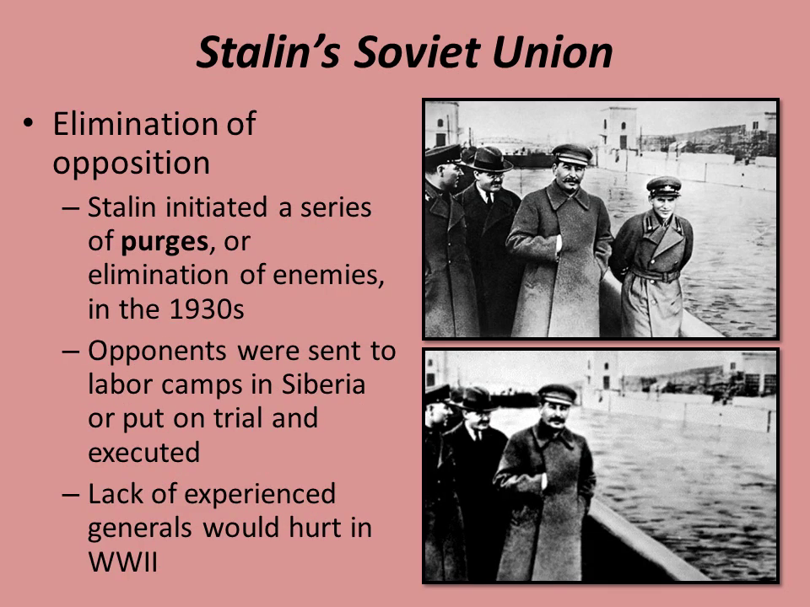Elimination of opposition is something that Stalin is very well known for, better or worse. In the 1930s, he sort of saw enemies everywhere and began to initiate what he called purges, or eliminating his enemies. That could be generals who he thought weren't loyal enough to him. It could be government officials who had spoken out against him. Opponents would be put on trial and executed. They were almost always found guilty, or they might be sent to the gulags in Siberia.